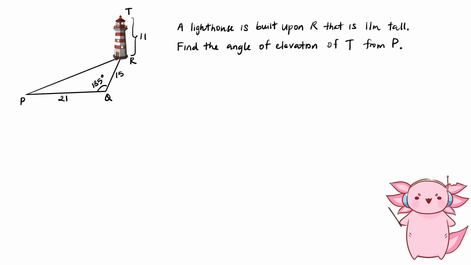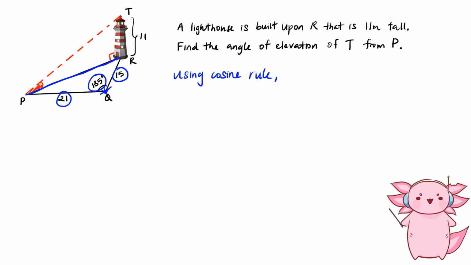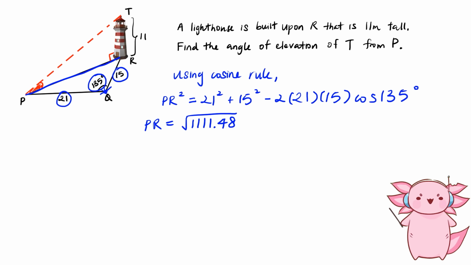For this question over here, the angle of elevation is like if you're standing at P and you look up to the lighthouse at T, which forms this angle over here. So let's redraw this right angle triangle. In order to find PR, again these three are in one corner, so we can use the cosine rule to find the opposite side, and PR is equal to 33.3.